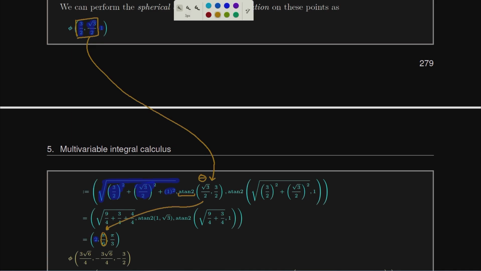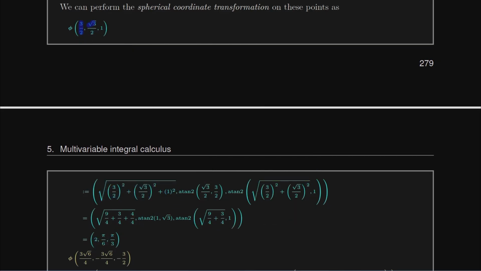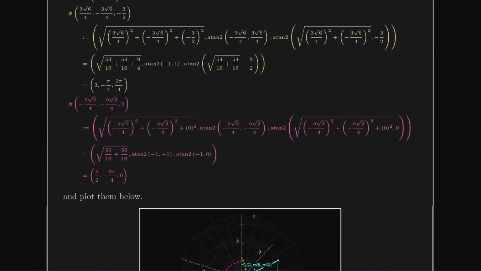And then finally, we're going to compute the atan2 of, keep this in mind, kind of the xy radius, right? The xy radius, so x squared plus y squared underneath the square root there, and then that's compared to the value for z being this 1 underneath atan2. If you just plug that into a calculator, what do you get? You get pi over 3 for the third output. So in spherical coordinates, this point 3 halves, root 3 over 2, 1 is actually going to be written as 2 for radius, pi over 6 for theta, and pi over 3 for phi. We do the same thing with the other points.